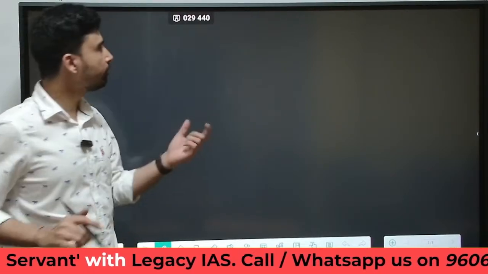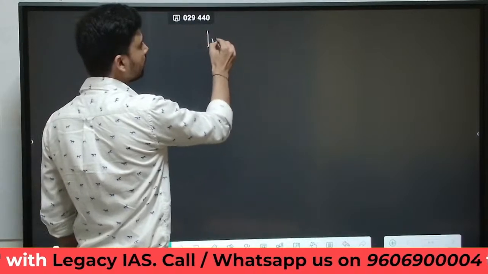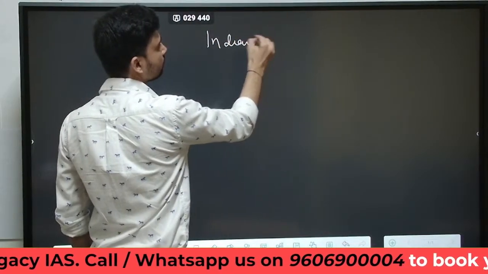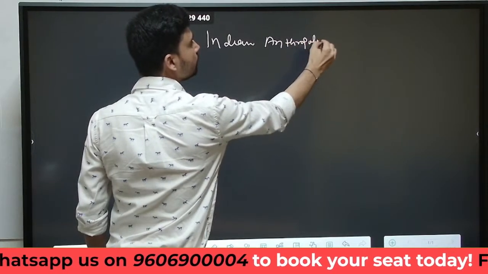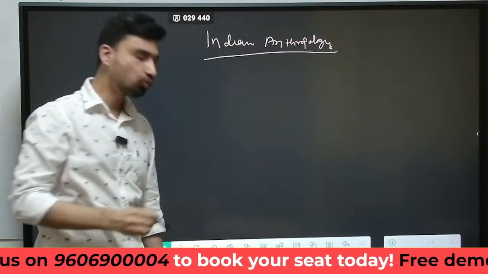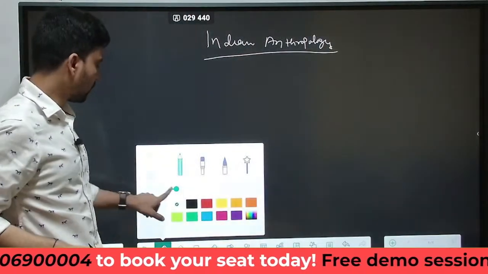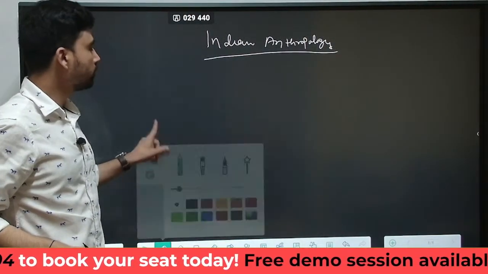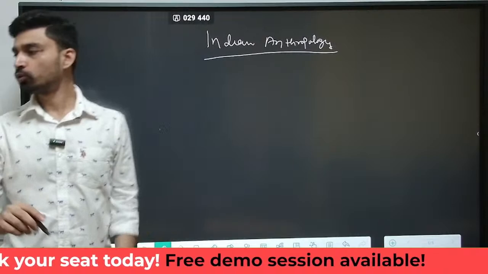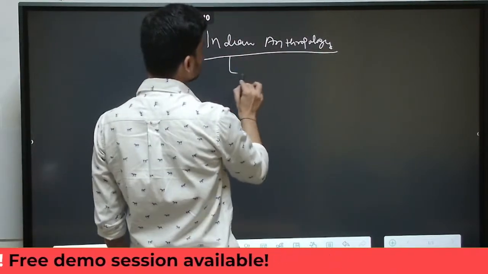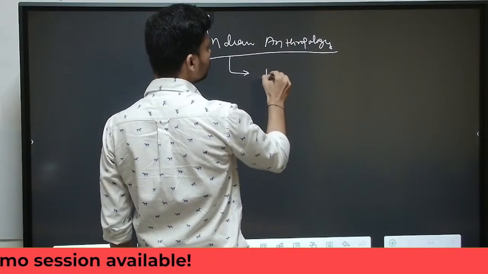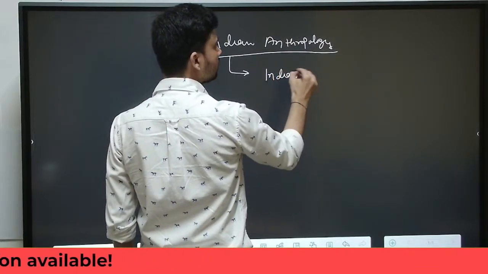So in today's video, we are going to continue with the Indian Anthropology series. And in the last class of Indian Anthropology, we have discussed two concepts, that is the Varnashram system and also the concept of Purusarth. So similarly, in this video, we will continue and discuss in more detail the characteristics of Indian society.